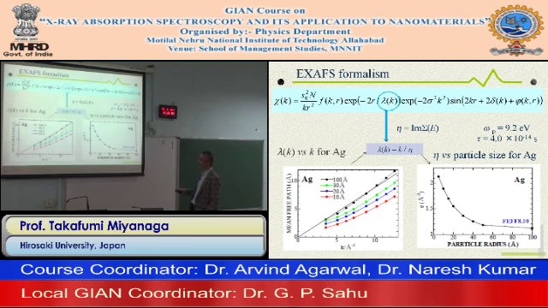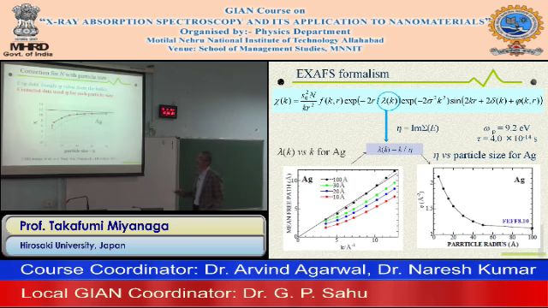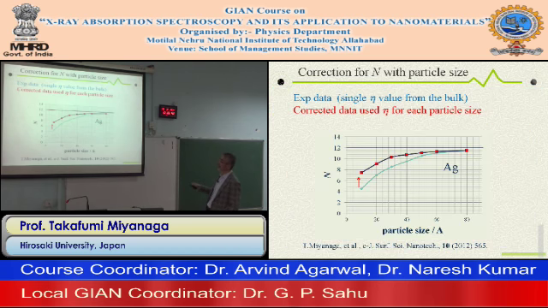And for the smaller particles, this imaginary part of the self-energy increases. It has a relation to the plasmon excitation. The effect of the plasmon excitation increases in the smaller particles. So we use these eta values for fitting the exact result curve, and obtain the correction data for the nanoparticles.